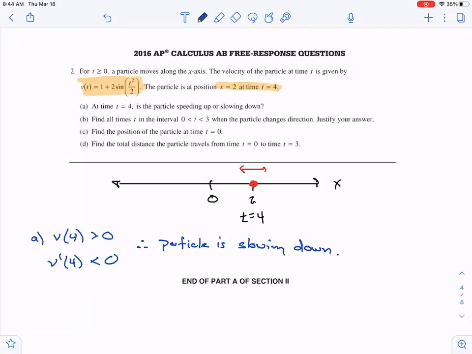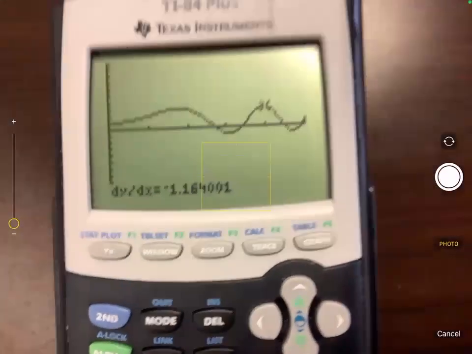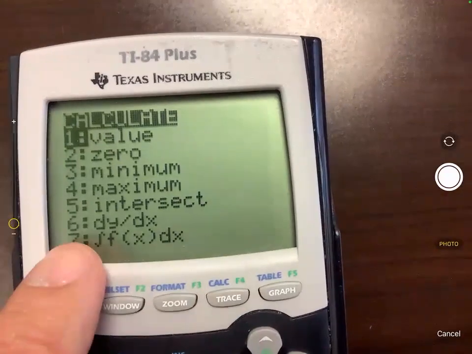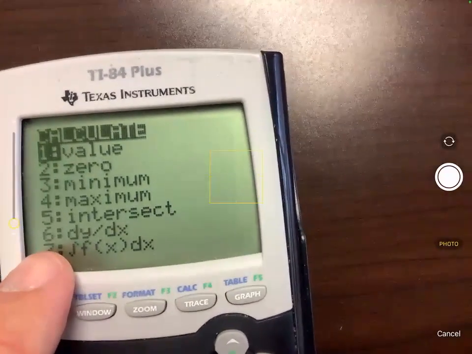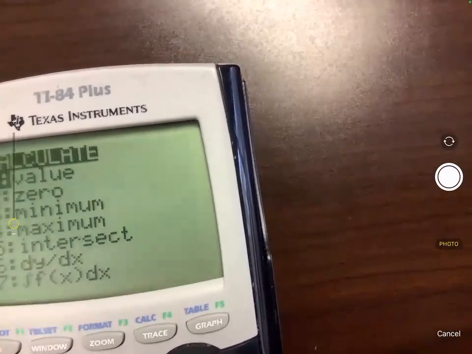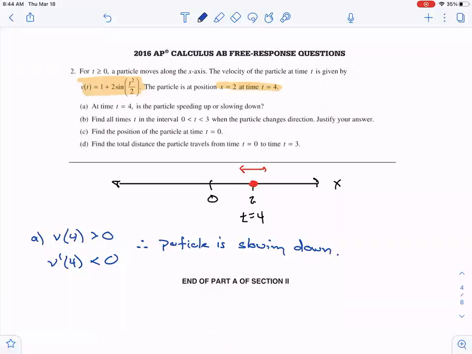Okay. In my graph, I go second trace, and then it's option 6. And that'll give me the derivative at a particular point in my graphing window. Okay? Okay. So there's part A.